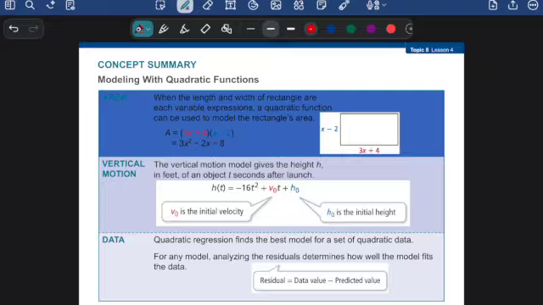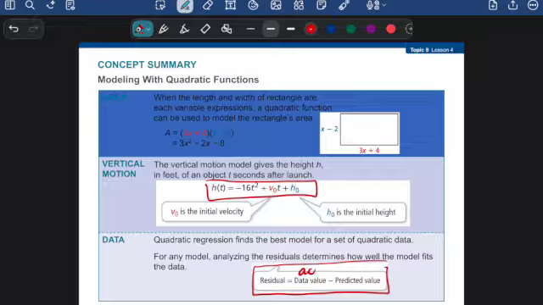Remember our vertical motion equation. This is what you'll be using in physics a lot. V naught is the initial velocity, H naught is the initial height. You can calculate the maximum height if you know those two values. And don't forget to review how to calculate residuals, actual minus predicted, okay? And the actual is what's given to you in the data.